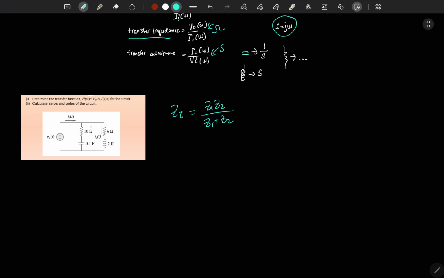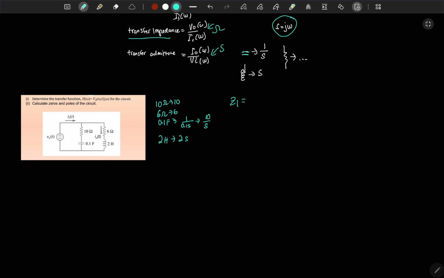First of all, we will translate this into the mathematical notation of s. So 10 ohm is 10, then 6 ohm is 6. 0.1 F is equivalent to 1 per 0.1s, which is equivalent to 10 over s. Then we have 2 henry, which is equivalent to 2s. Okay, now we have this.